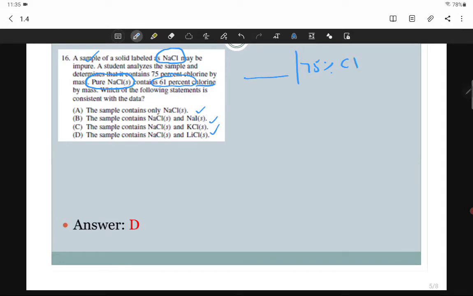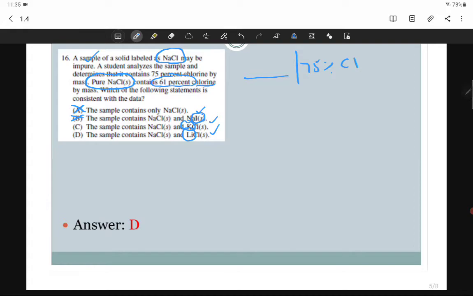We have something that has I in it. Well, if you have I in it, that's not going to give you more chlorine. That's going to give you less chlorine. So we don't like answer B. And it already says it's impure, so that means it can't be just NaCl. So now we're down to something that has K in it or something that has Li in it.